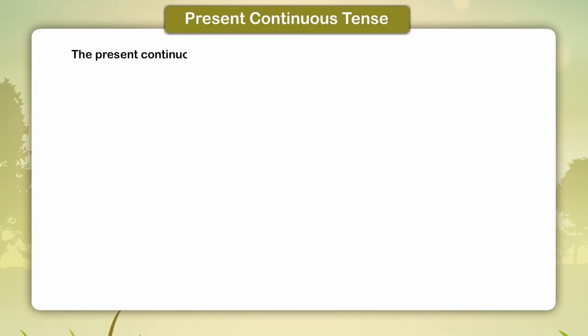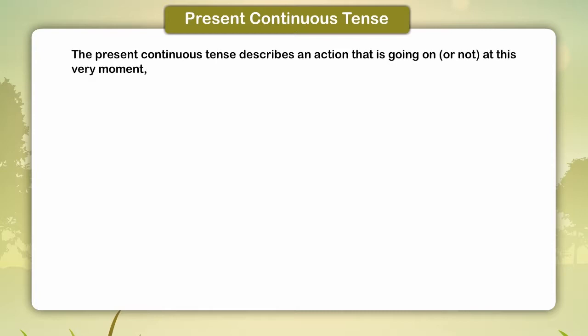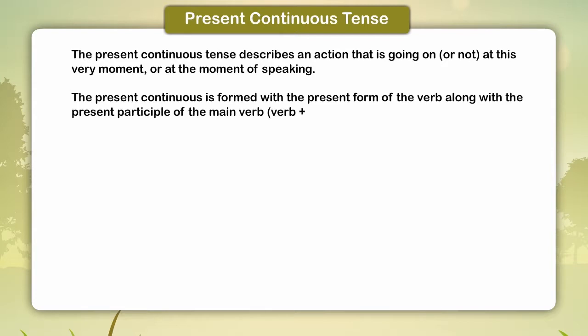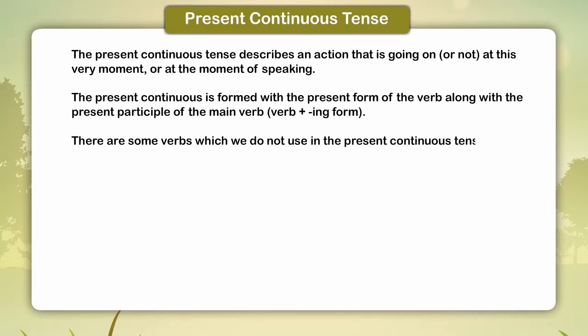The present continuous tense describes an action that is going on or not at this very moment, or at the moment of speaking. The present continuous is formed with the present form of the verb be along with the present participle of the main verb, plus the ing form. There are some verbs which we do not use in the present continuous tense. We have to use the simple present tense in such cases.